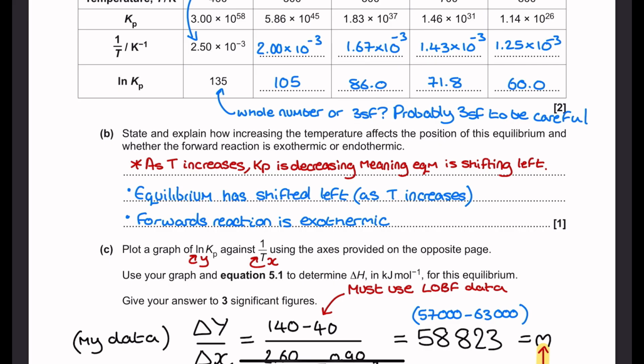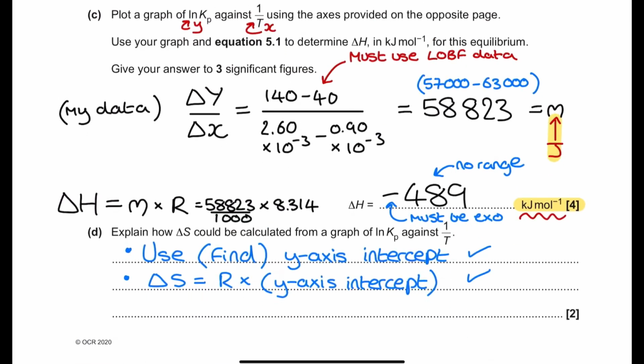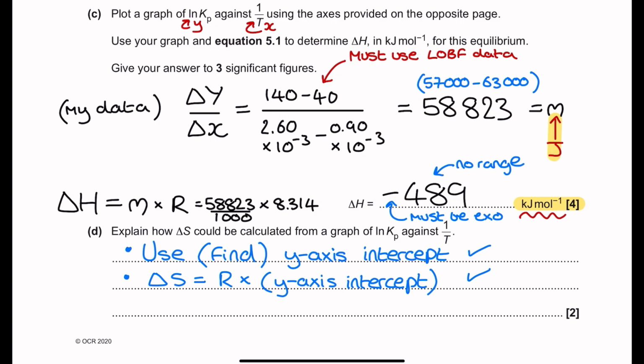Equilibrium has shifted to the left as temperature increases, meaning that the forwards reaction must be exothermic, because we're only going to shift in the endothermic direction when temperature goes up, and the Kp data is suggesting that the equilibrium is shifting to the left-hand side. That means the forwards reaction is exothermic. Next up here, we've got part C. Now for part C, we need to plot a graph of ln of Kp against 1 over T using the axes provided on the opposite page.